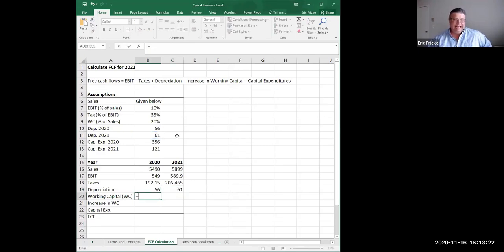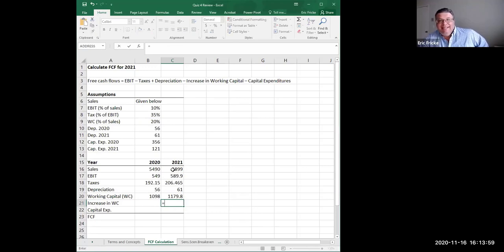And then working capital, now that is given to us as a percent of sales. So we're going to have to take that percent of sales and multiply it by the sales number for that year. That gives us total working capital. 2021, we have to do the same thing. 20% multiplied by total sales for that year. And then we'll have working capital for 2021.